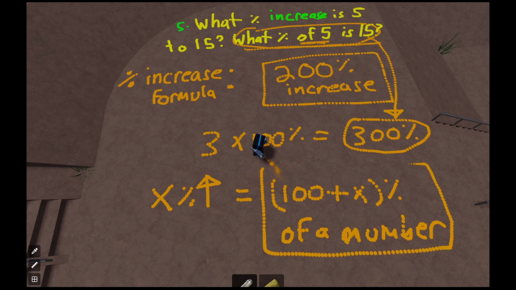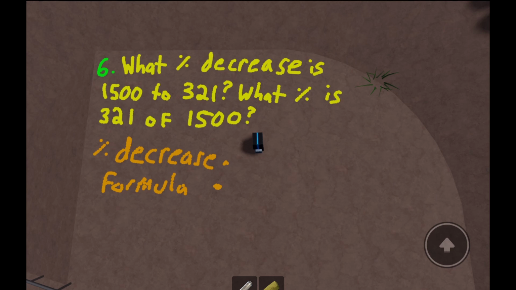So this is an important relationship between percent increase and percent of a number. It's off by 100%. And this will be important for some future problems I'm going to go over. Here we're dealing with percent decrease.